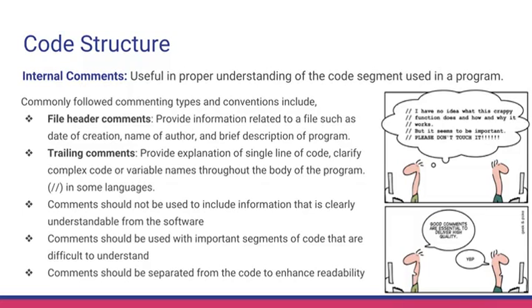Internal comments are another way to bring structure to the code, and are useful in properly understanding the code segments used in a program. Some of the conventions include the file header comments and the trailing comments. Those are the two important types. The first one provides information related to a file, such as the date of creation, the name of the author, and a brief description of the program. The trailing comments provide an explanation of a single line of code. They clarify complex code or variable names, and they are placed throughout the body of the program.